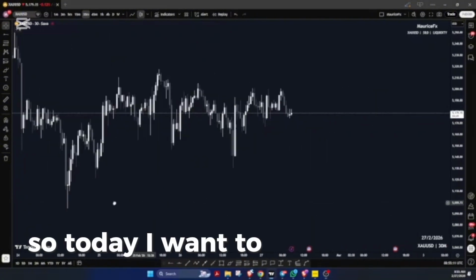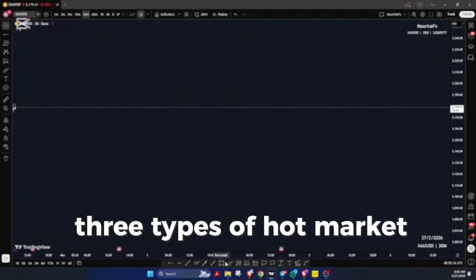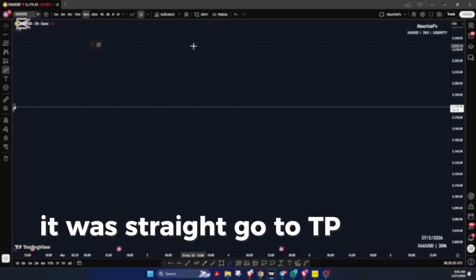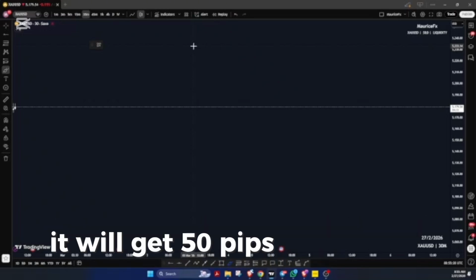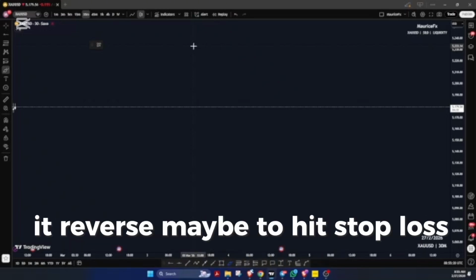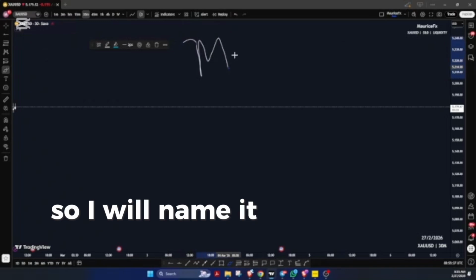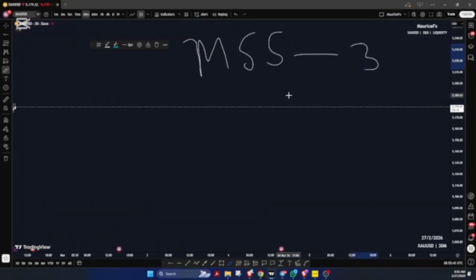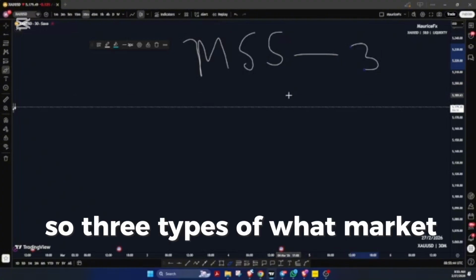So today I want to show you guys three types of market structure that we have. Anytime I post my signal, if the trade reacts from it, it will go straight to TP. Or it will get 50 pips before it reverses, maybe to hit stop loss or to take us to break even. It's all based on the market structure, which I will name MSS. And you have three types of market structure.